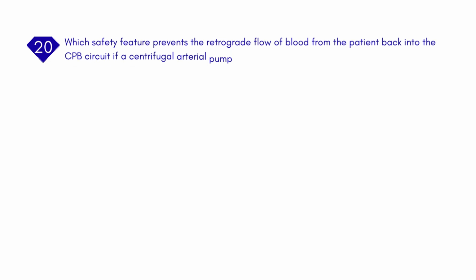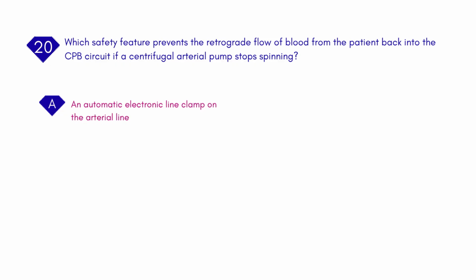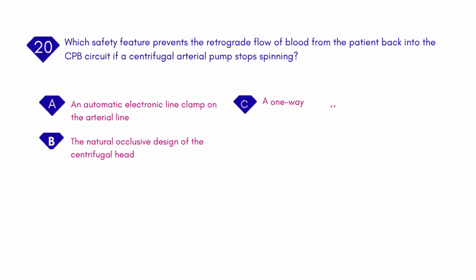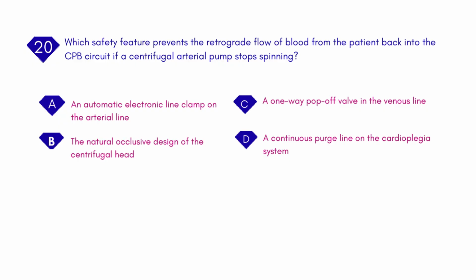Which safety feature prevents the retrograde flow of blood from the patient back into the CPB circuit if a centrifugal arterial pump stops spinning? A. An automatic electronic line clamp on the arterial line. B. The natural occlusive design of the centrifugal head. C. A one-way pop-off valve in the venous line. D. A continuous purge line on the cardioplegia system. Answer: A. An automatic electronic line clamp on the arterial line.